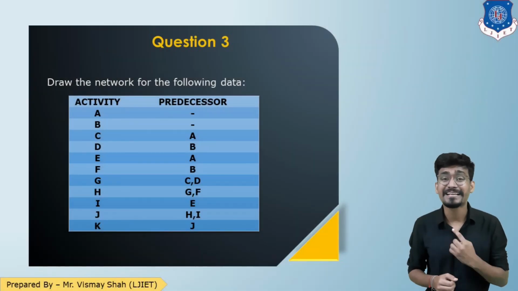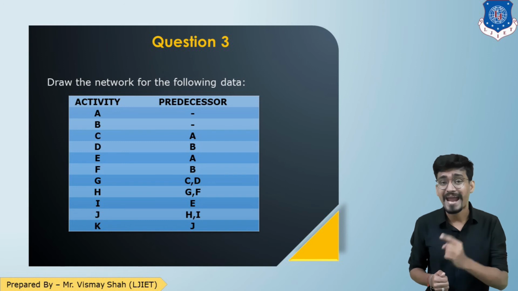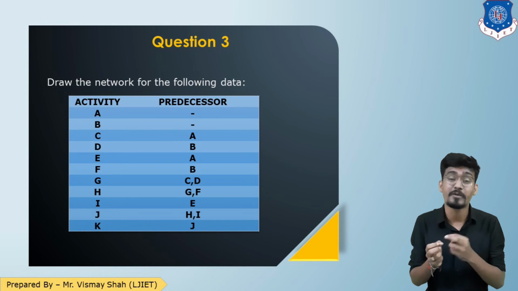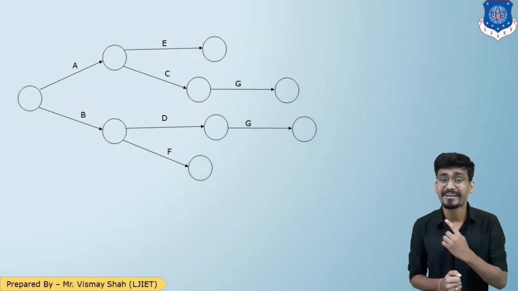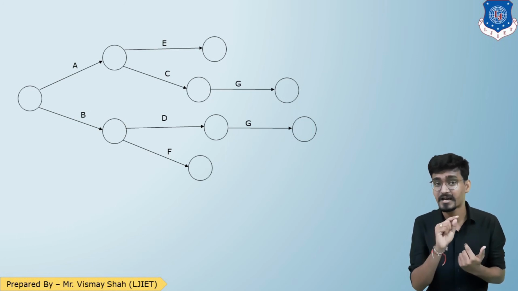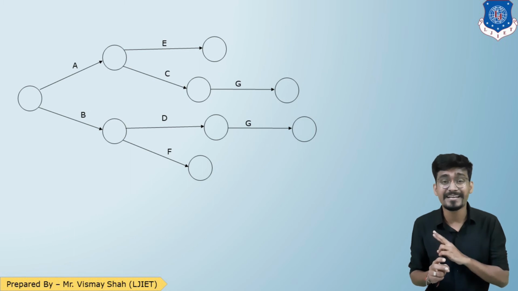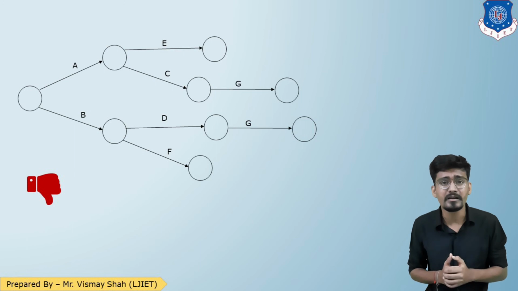Now, activity G is having predecessor activity C and D. That means before activity G happens, activity G is coming out from C and D. Let us represent that. So here, as per the data, C is the predecessor of G. So I've taken out G from C, as well as I've taken out G from D. So there are two G activities, and that cannot happen in a network diagram.